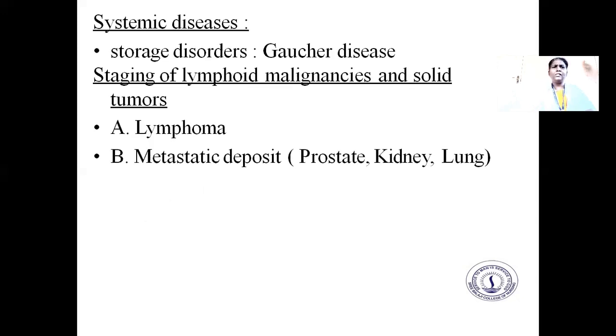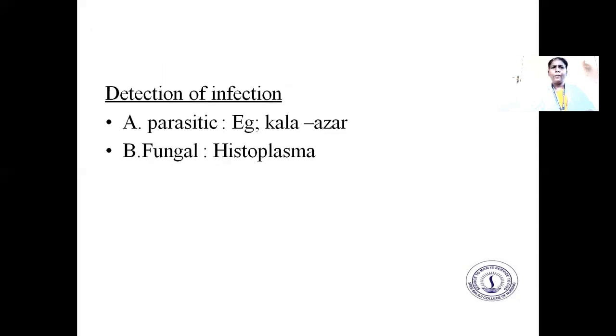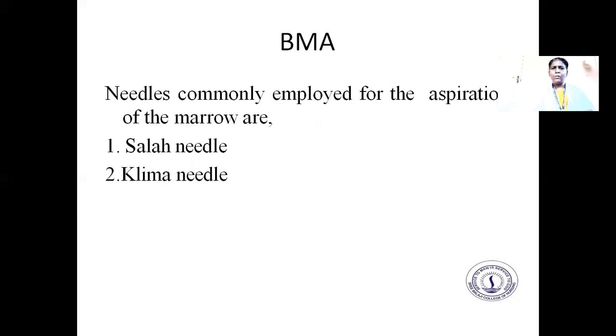Then systemic diseases, that is storage disorders, Gaucher disease, then staging of lymphoid malignancy and solid tumor. A is lymphoma, then B is metastatic deposits, that is prostate, kidney, lung. Next, detection of infection. One is parasitic infection, for example Kala-azar, then B is fungal infection, that is histoplasma.